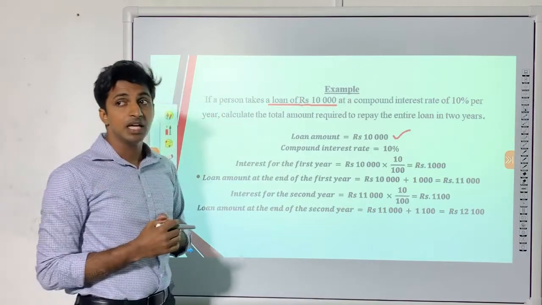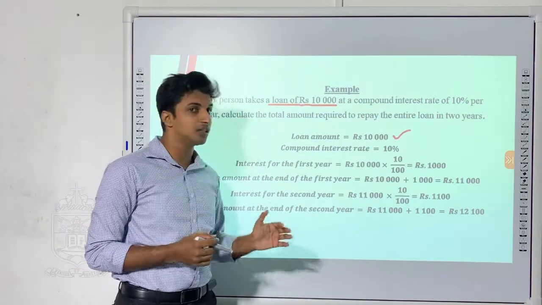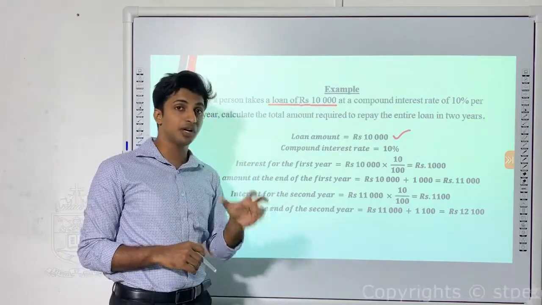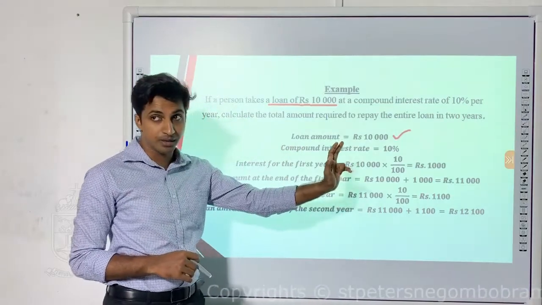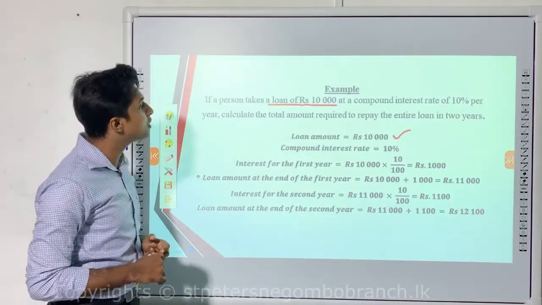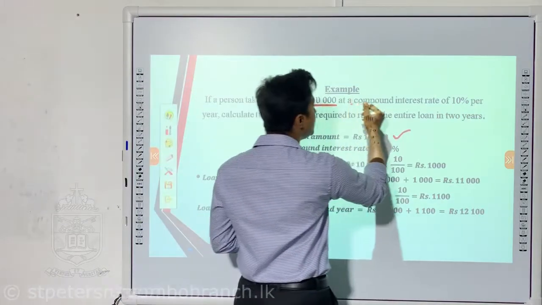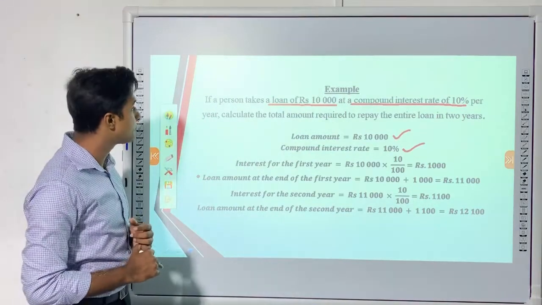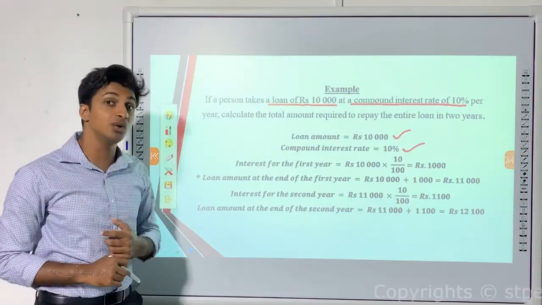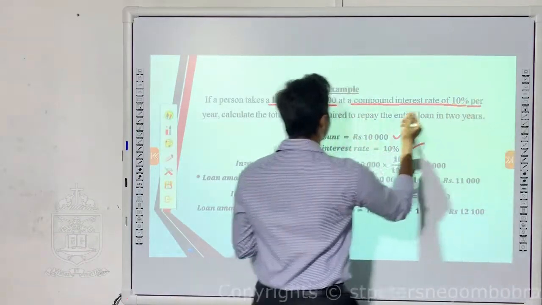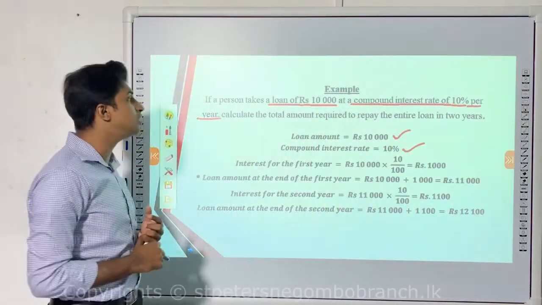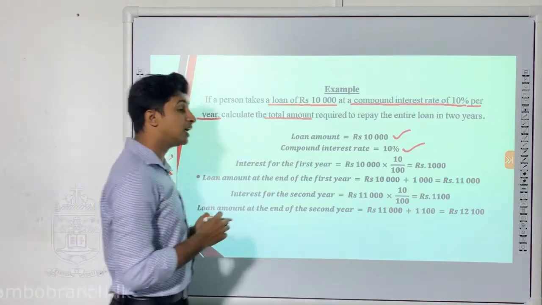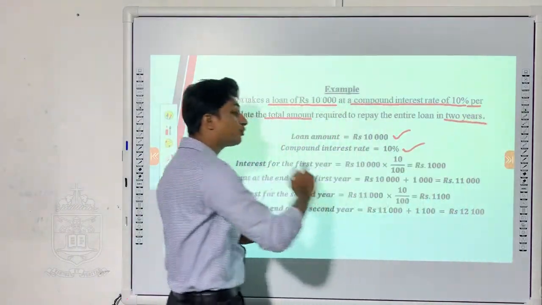right? It's better if you can mark these points while you're doing the question, so that you don't have to look at the question again and again, because whatever things are required should be marked beforehand, right? So if a person takes a loan of rupees 10,000 at a compound interest rate of 10% per year, so it's an annual rate they have given you. Calculate the total amount required to repay the entire loan in 2 years. The time has been given as 2 years.